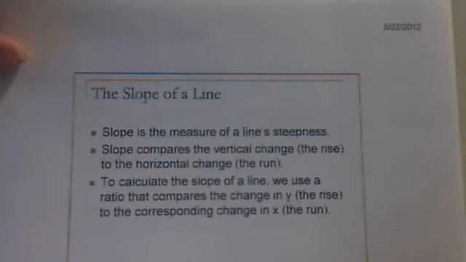The slope compares the vertical change, which is the rise, to the horizontal change, which is called the run. When we want to calculate the slope of a line, we use a ratio that compares the change in y, which is the rise, to the corresponding change in x, which is also the run.